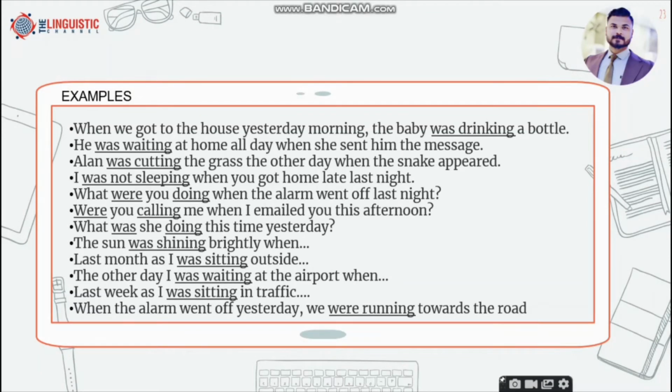Okay. When we got to the house yesterday morning, the baby was drinking a bottle. He was waiting at home all day. वो पूरा दिन घर पे इंतजार कर रहा था. Right? Now you see, सबके साथ हमने ing form use की है. And it's not like कि हमने कहीं भी second form use की हो. अगर आप कहते हैं कि भाई ये सर आपने ये when she sent him the message में use किए, तो remember this is the past simple tense, और जो पहला sentence है this one is a past continuous tense. ठीक है? So you can read the examples properly.